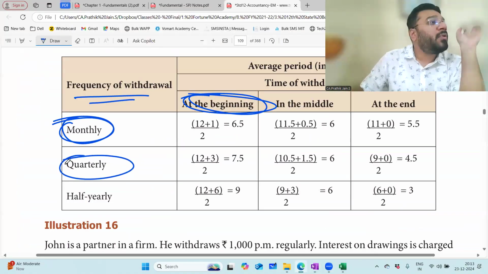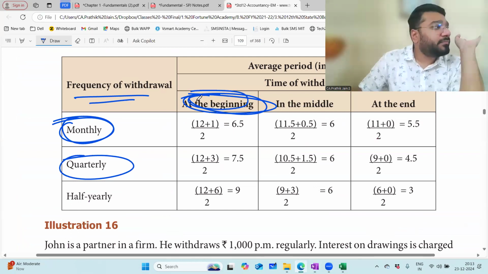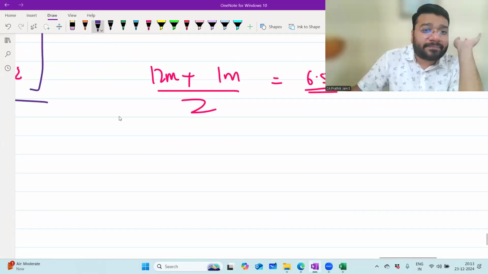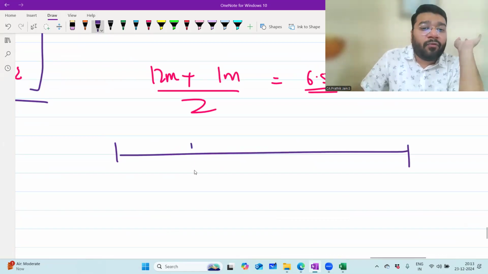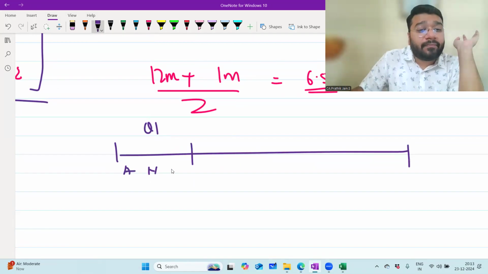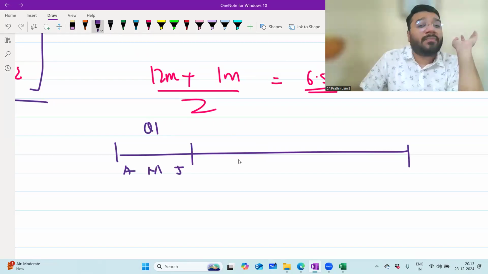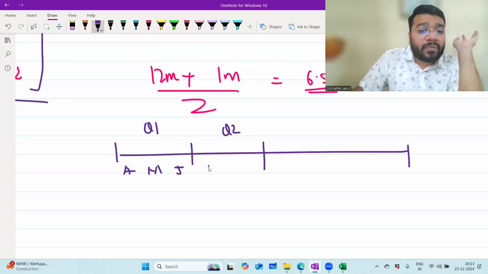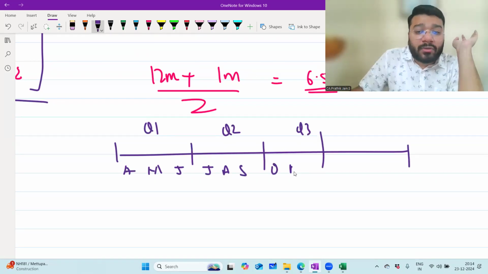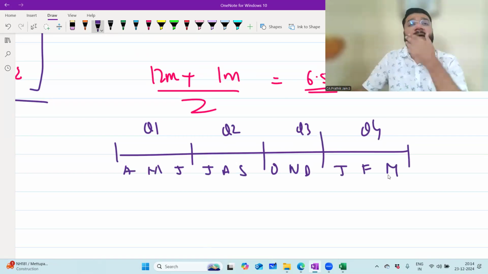Quarterly withdrawn. When? Beginning. Please tell me, in a year, how many quarters are there? 4 quarters. Quarter 1, which months? April, May, June. Then quarter 2, July, August, September. Then quarter 3, October, November, December. Then quarter 4, Jan, Feb, March.